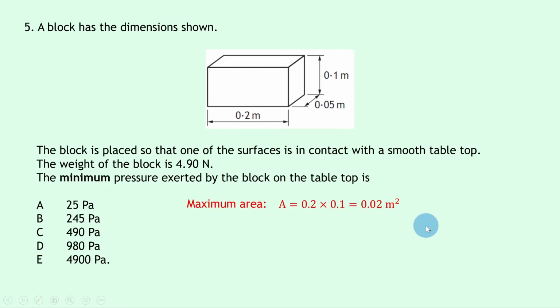We know the force is given by the weight of the block here, which is 4.9 newtons. So for the minimum pressure, we have P equals F over A. Substituting in the numbers gives 4.90 over 0.02. Putting that into your calculator gives a final answer of 245 pascals, which gives an answer of B.